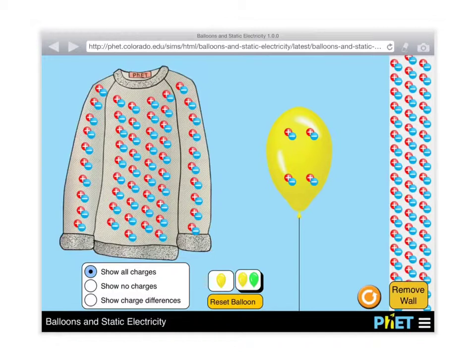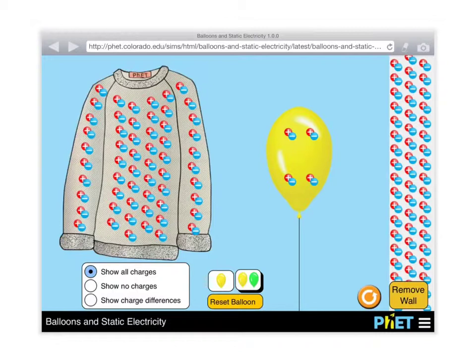Yeah. All right. However, does the balloon attract to the wall? Let's see. Whoa, let's bring it close. Oh, close but not touching. What do you notice? The negatives in the wall are repelling. What are the negatives in the wall called? They're called electrons, right? What are the positives in the wall called? Protons. Right, positively charged atoms, ions.